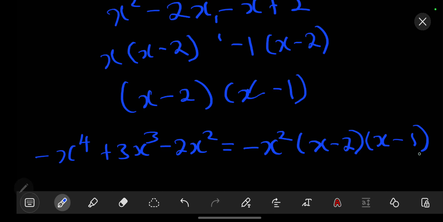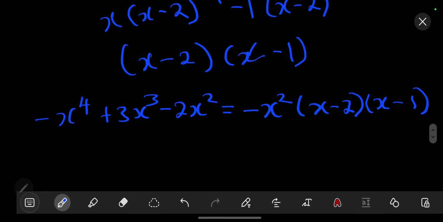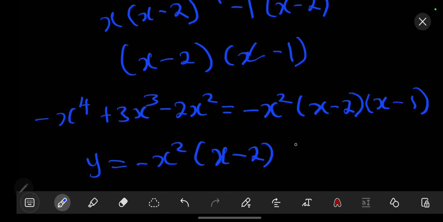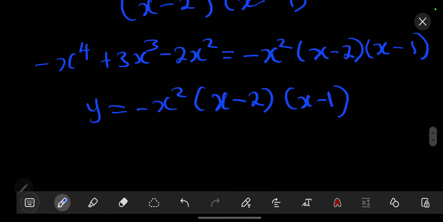So this is what we have. So that means our y should be equal to negative x squared, open brackets, x minus 2 and x minus 1, like that. So if this is what we have, we are now going to be able to find the x-intercept.